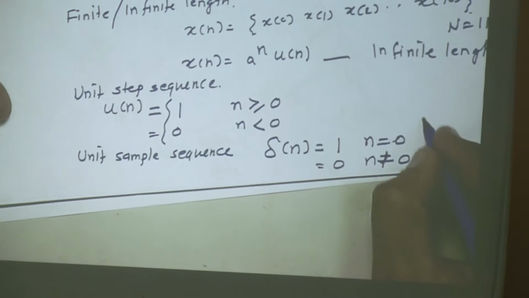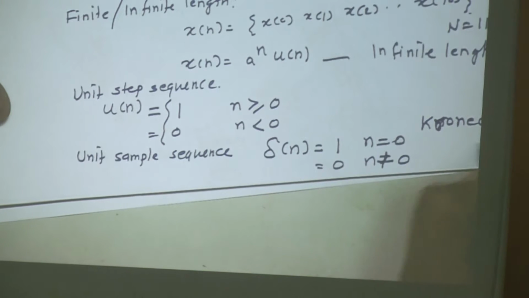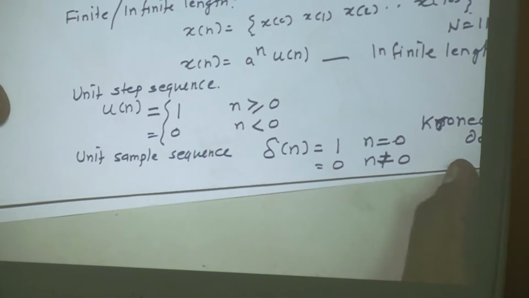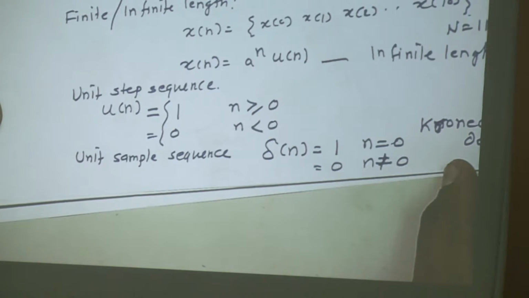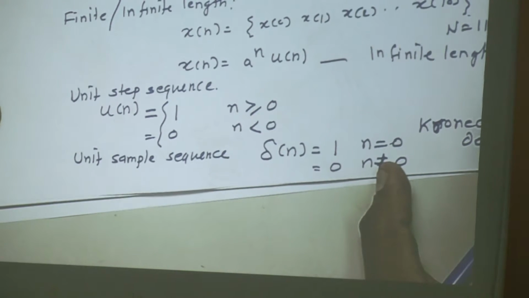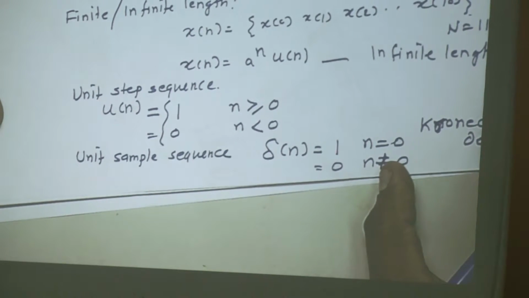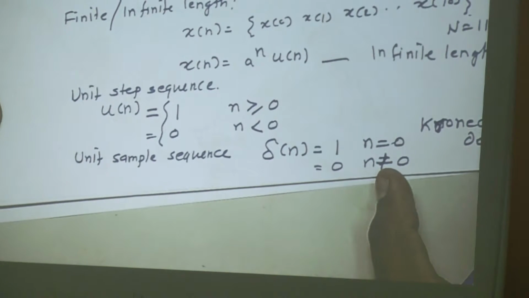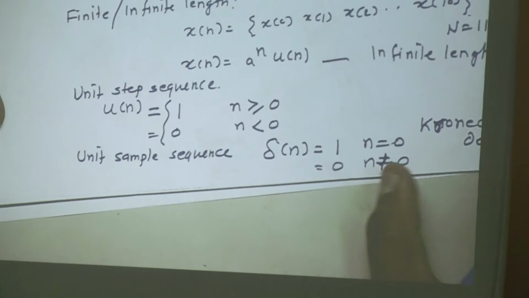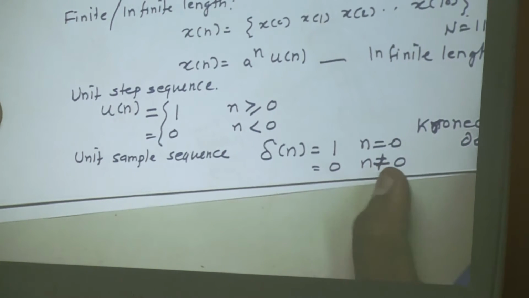This is also called the Kronecker delta. The continuous time delta function was known as the Dirac delta function. The discrete time delta function is called the Kronecker delta function. See here, the value at n equal to 0 is 1. The sample value is 1. That is why it is called the unit sample sequence, defined as delta[n] equal to 1 for n equal to 0 and equal to 0 for n not equal to 0.